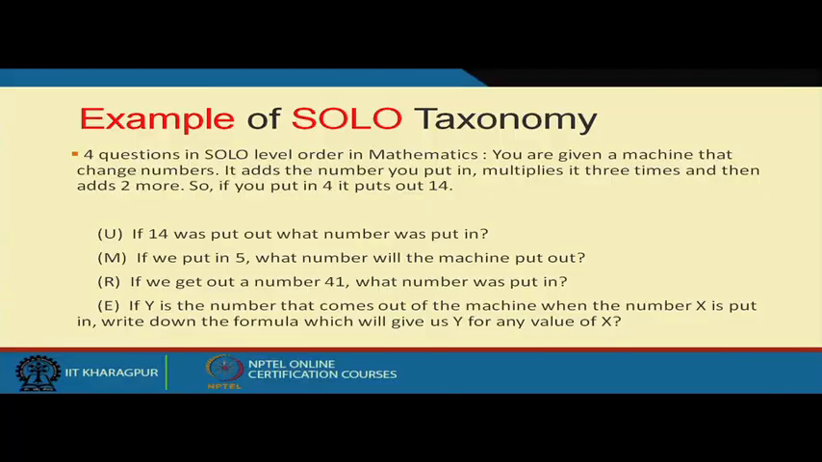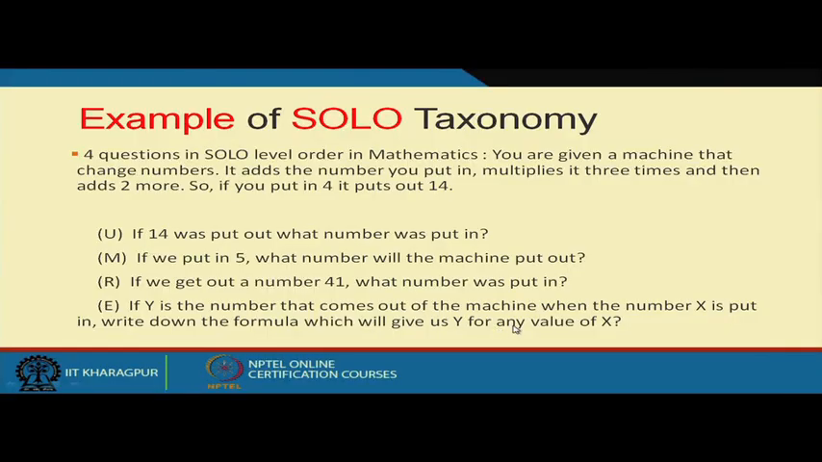But the relational: if you get out the number 41, what number was put in? This outcome is 41. So, what number did we put in? You are using that relational concept. So, that is the relational level. So, you put in 13, that is why this is 41. But if y is the number that comes out of the machine when the number x is put in, write down the formula. In that case y equals 3x plus 2. So, you are developing an equation. So, that is the extended abstract concept.